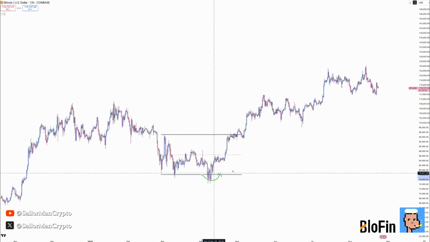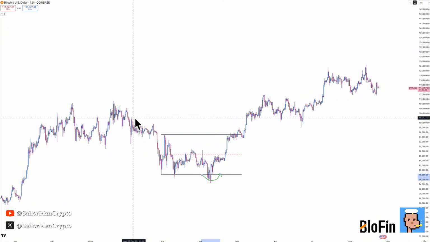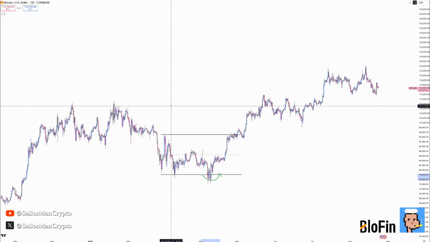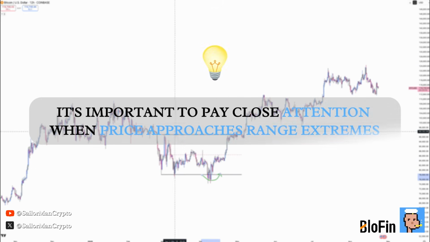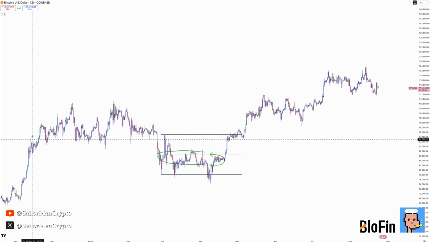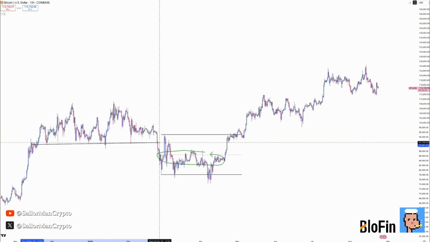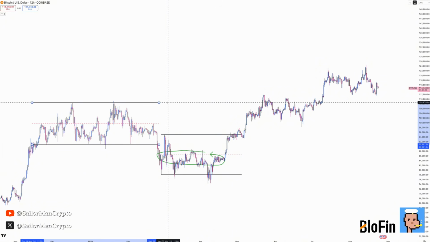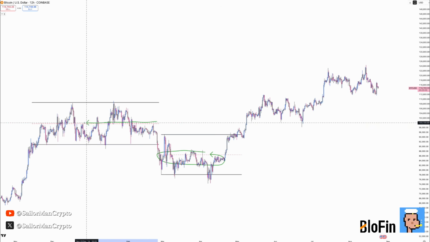So why are these levels important? To try to give you the juice of all this discussion: whenever the range is reaching its extreme, that is where you want to pay attention. So we don't care about what is happening here. We don't care about what is happening here.